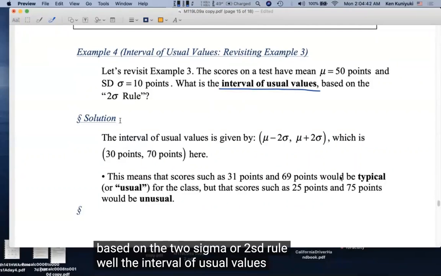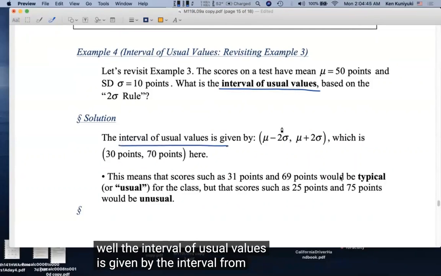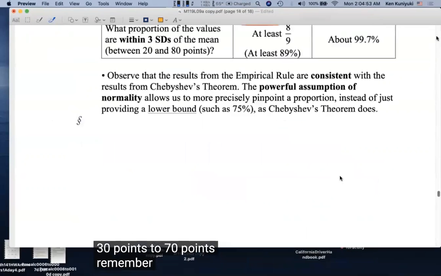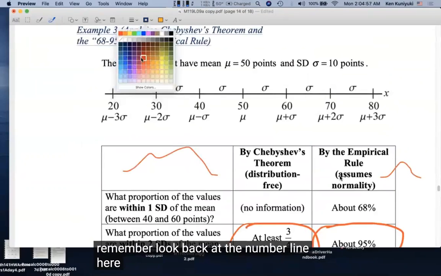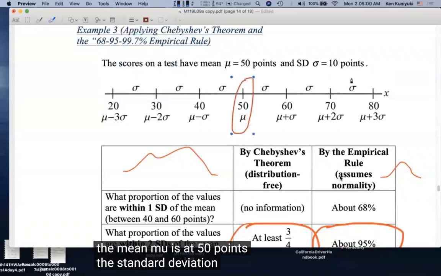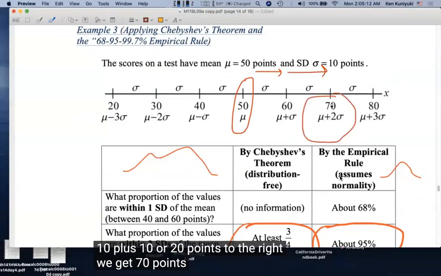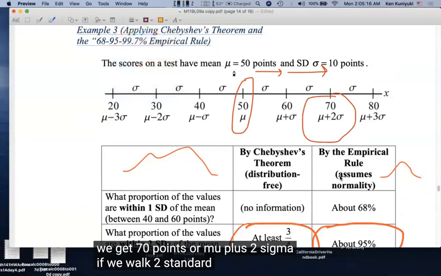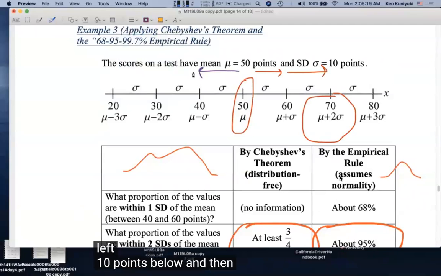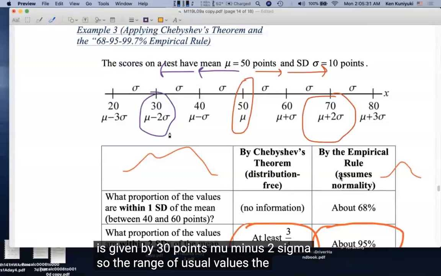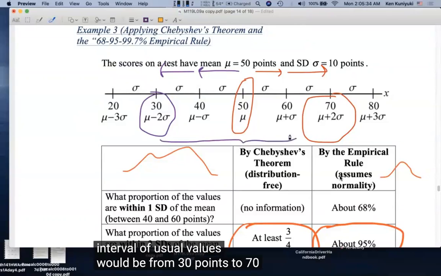Well, the interval of usual values is given by the interval from mu minus 2 sigma to mu plus 2 sigma, which would be from 30 points to 70 points. Remember, look back at the number line here. The mean, mu, is at 50 points. The standard deviation is 10 points. If we walk two standard deviations to the right, we're walking 10 plus 10, or 20 points to the right, and we get 70 points, or mu plus 2 sigma. If we walk two standard deviations to the left, 10 points below, and then another 10 points below, that's 20 points below the mean of 50, which gives 30 points, mu minus 2 sigma. So the interval of usual values would be from 30 points to 70 points.